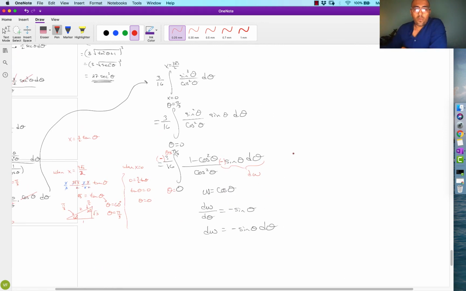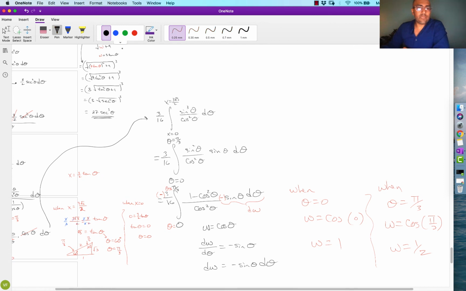Okay, so when theta equals 0, w equals cosine of 0, which means w equals 1. That was easy. When theta goes to pi over 3, then w equals cosine of pi over 3, which, well, that's 60 degrees. Cosine of 60 degrees is equal to 1/2. W equals 1/2. Okay, so now we have everything we need to restate this in terms of the variable w.